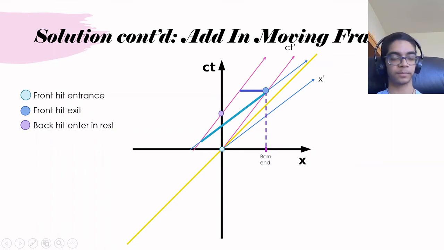So the first thing we notice is the front hits the entrance. Okay, now we're going to keep moving. Again, forget about the purple point. Keep moving. Oh, look, so the front now hits the exit. And if we keep moving some more, I haven't drawn that in here, but we would eventually see that the back would hit the entrance in the moving frame somewhere after this.